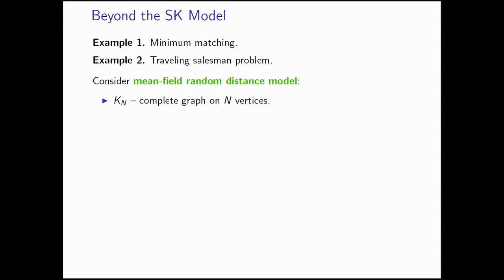where you start with a complete graph. And now for the interactions, on each edge you put a random number, which has the meaning of the distance between the points.